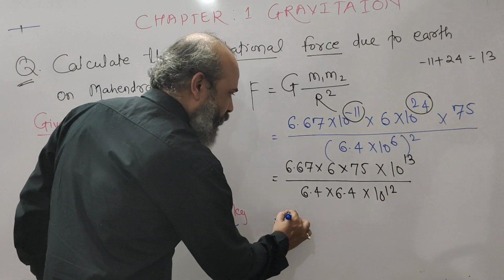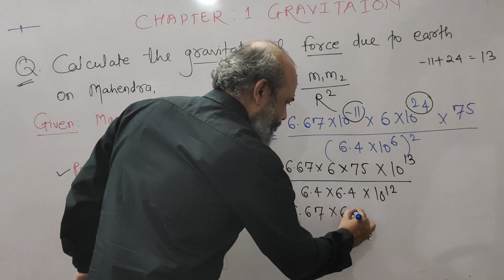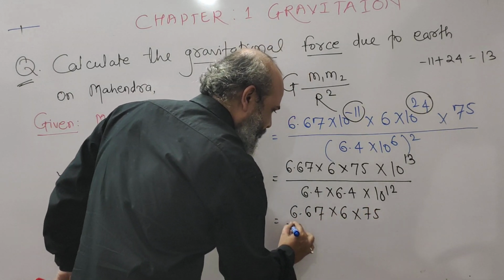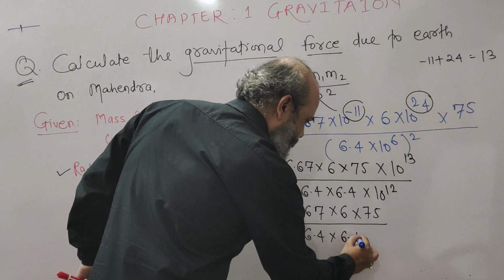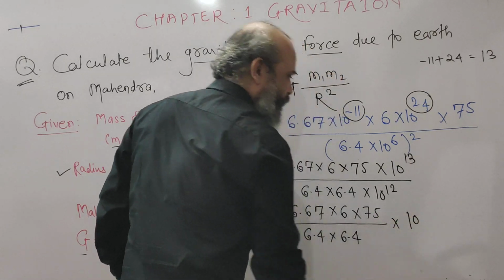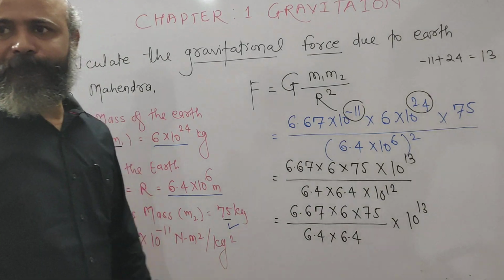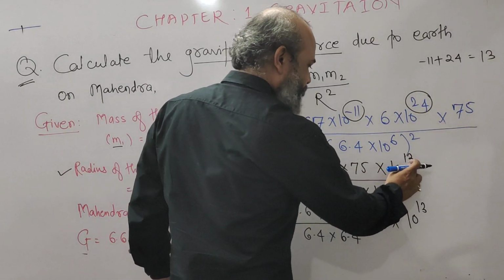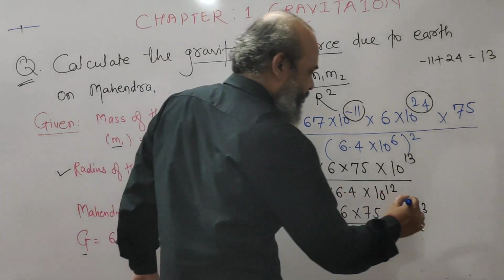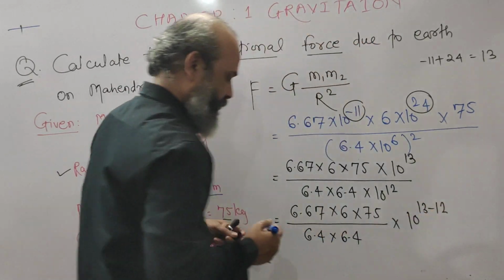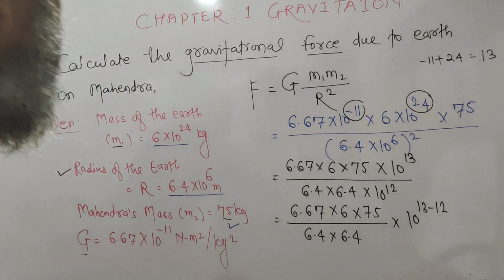So this is equal to 6.67 into 6 into 75 divided by 6.4 into 6.4 into 10 to the power 13 in the numerator. And when we take 10 to the 12 to the numerator side, it becomes minus 12. Okay student? This becomes minus 12.